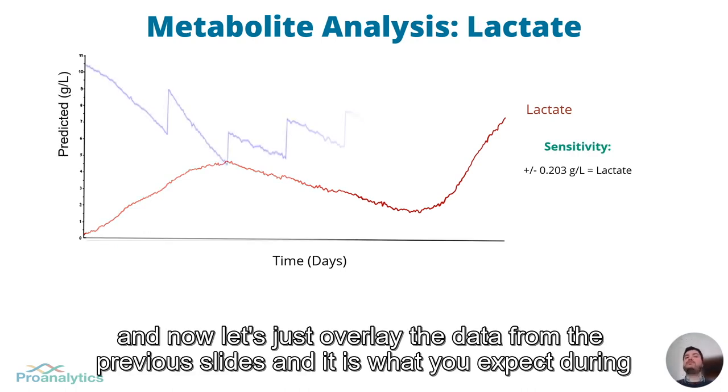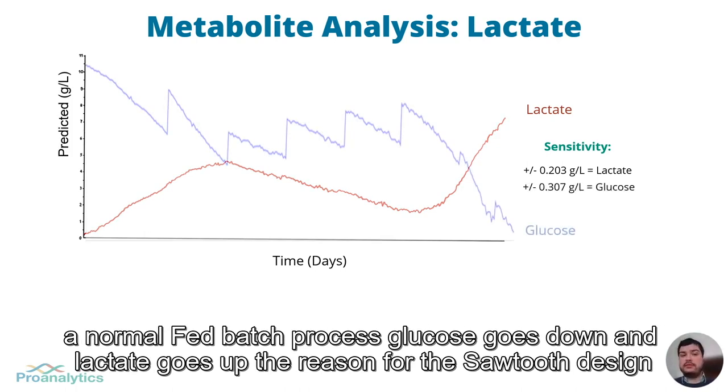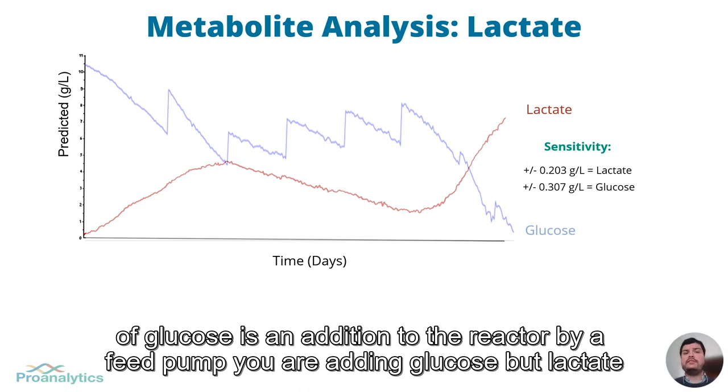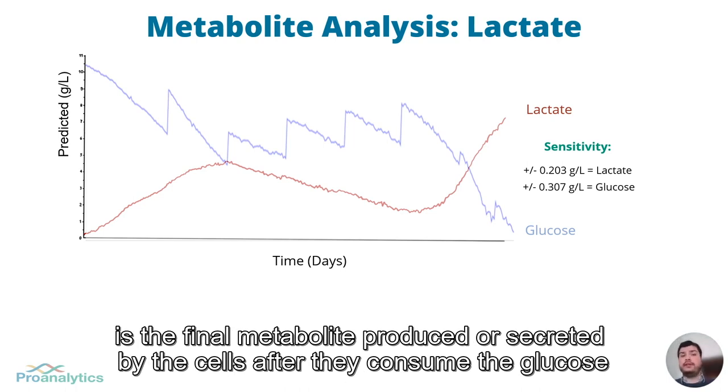And now let's just overlay the data from the previous slides. And it is what you expect during a normal fed batch process. Glucose goes down and lactate goes up. The reason for the sawtooth design of glucose is an addition to the reactor by a feed pump. You're adding glucose, but lactate is the final metabolite produced or secreted by the cells after they consume the glucose.